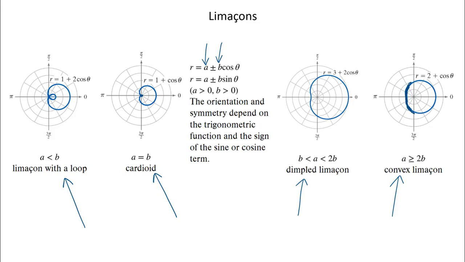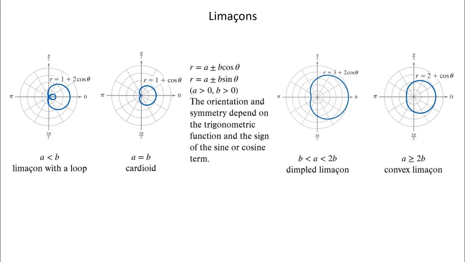And we run into convex Limacons when A is greater than or equal to twice B, or when our constant is greater than or equal to twice the coefficient of cosine or sine. So now let's talk about some things to look for on the graphs of these Limacons, because we can tell a lot about the graph of a Limacon just by looking at its equation.